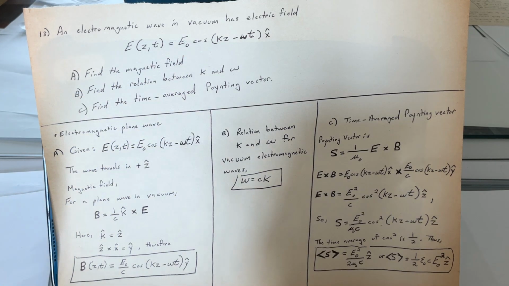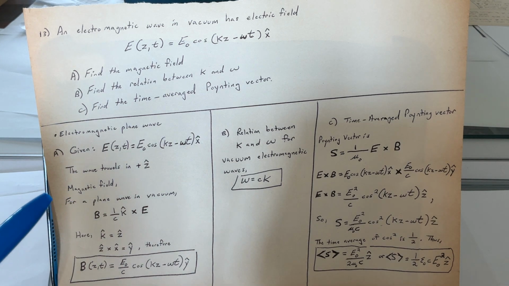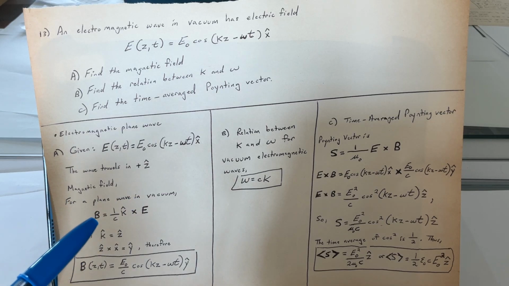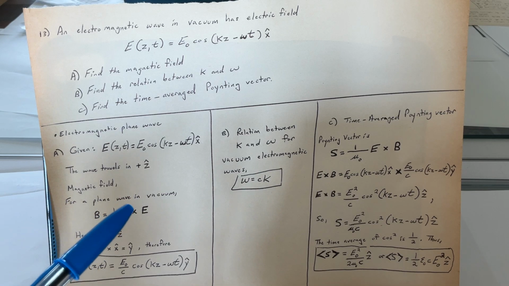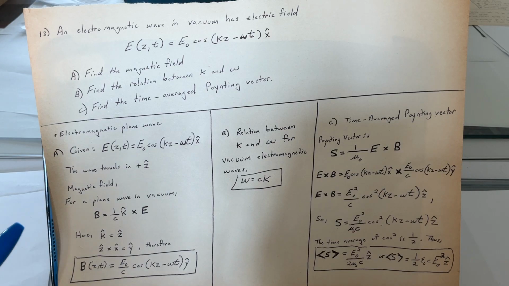The wave travels in the positive z hat direction, and the magnetic field for a plane wave in a vacuum is B equals 1 over c, k hat crossed with the electric field. Here k hat is equal to z hat, so z hat cross x hat equals y hat. Therefore, the magnetic field B of z, t equals E naught over c cosine of kz minus omega t, times y hat.